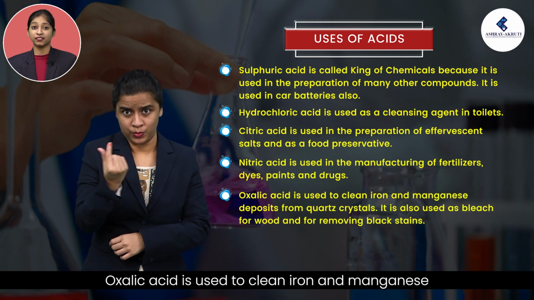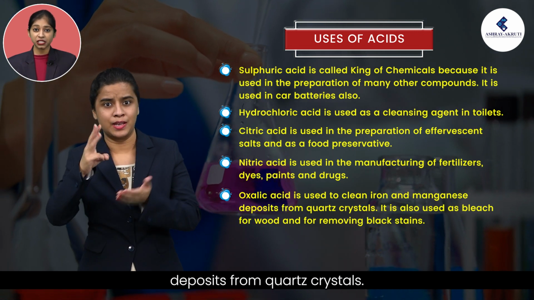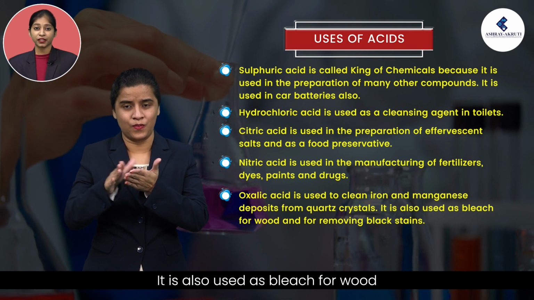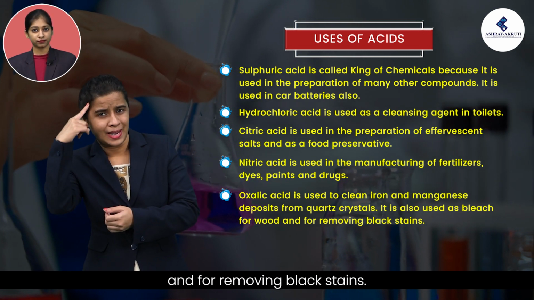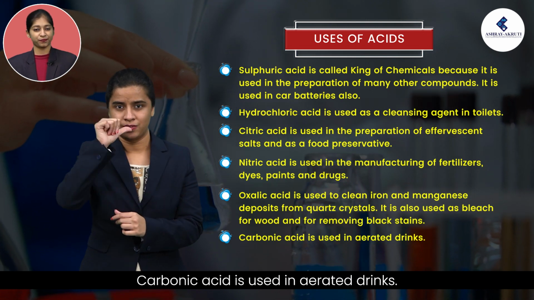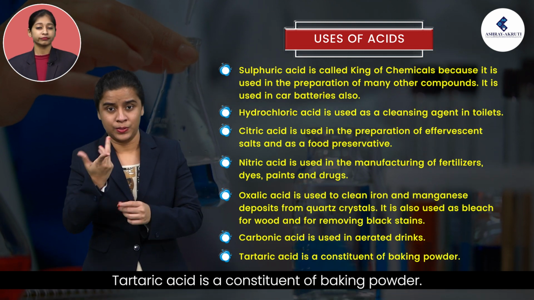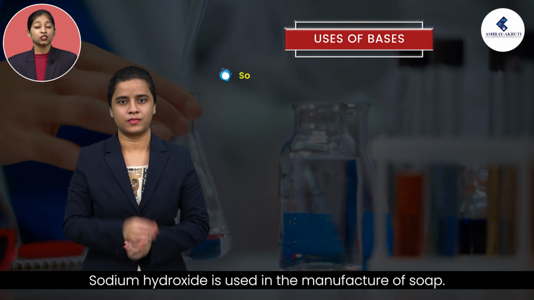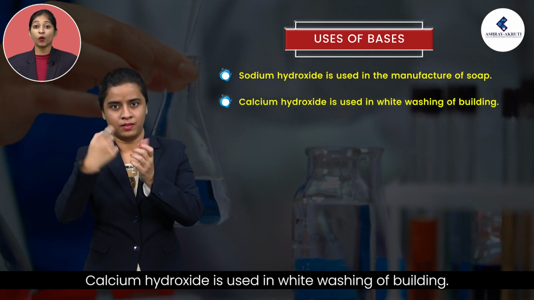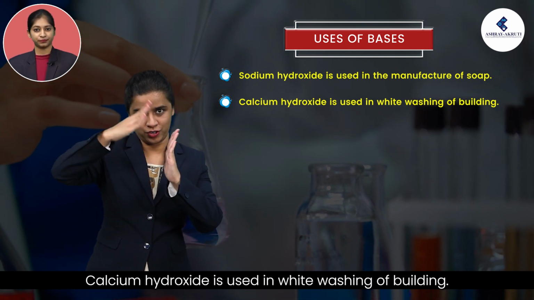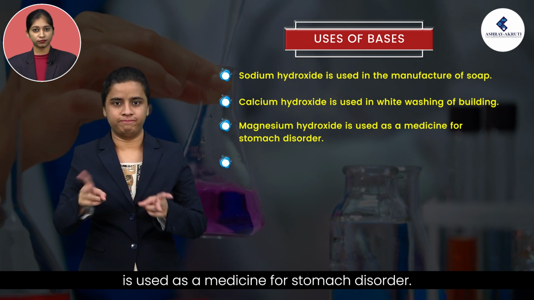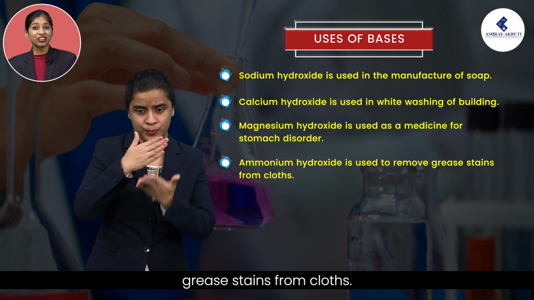Oxalic acid is used to clean iron and manganese deposits from quartz crystals. It is also used as bleach for wood and for removing black stains. Carbonic acid is used in aerated drinks. Tartaric acid is a constituent of baking powder. Sodium hydroxide is used in the manufacture of soap. Calcium hydroxide is used in whitewashing of building. Magnesium hydroxide is used as a medicine for stomach disorder. Ammonium hydroxide is used to remove grease stains from clothes.